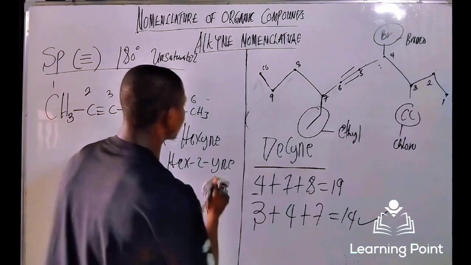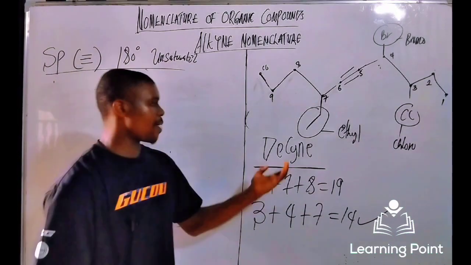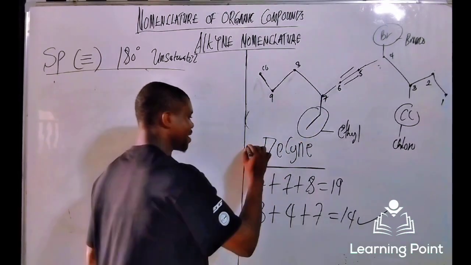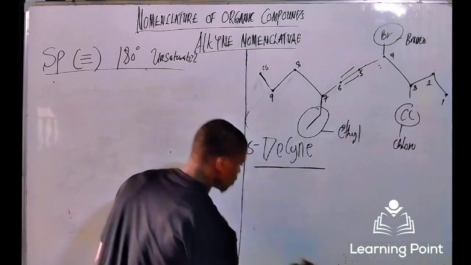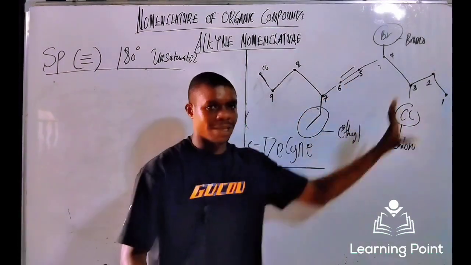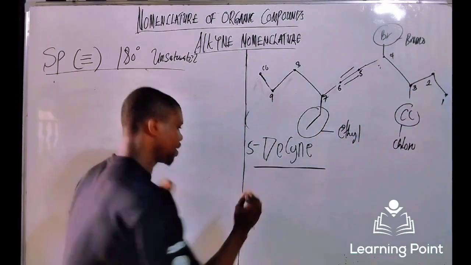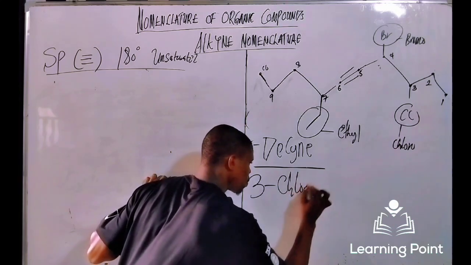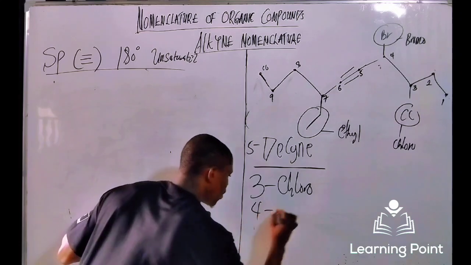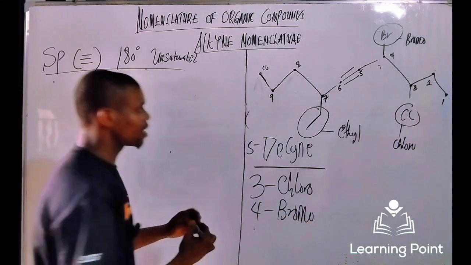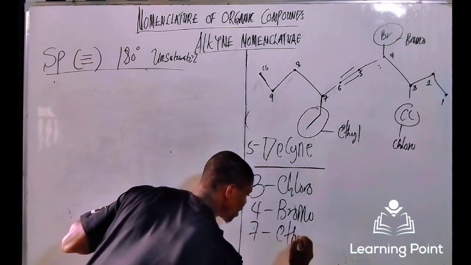Now let me write this list out. Remember, my parent name is already 5-decyne. Let me bring out the substituents. At 3, I have a chloro, which is 3-chloro. At 4, I have a bromo, which is 4-bromo. At 7, I have an ethyl, which is 7-ethyl.